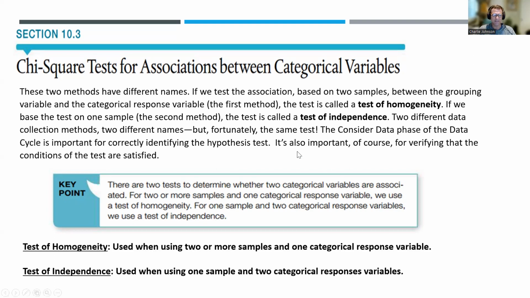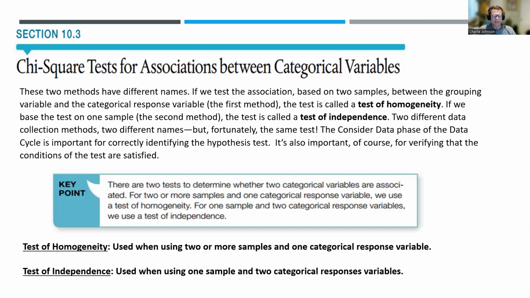So I've summarized it this way. Test of homogeneity is used when using two or more samples and only one categorical response variable. Test of independence used when using one sample and two categorical response variables.